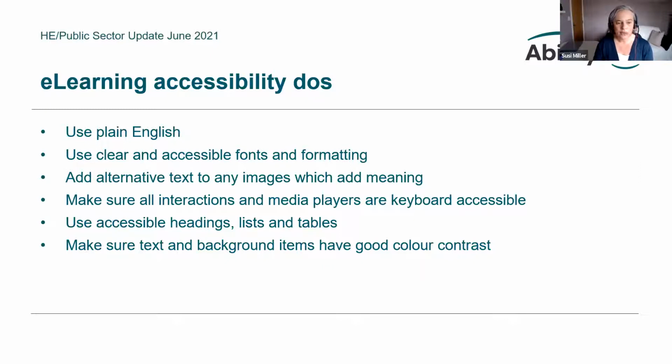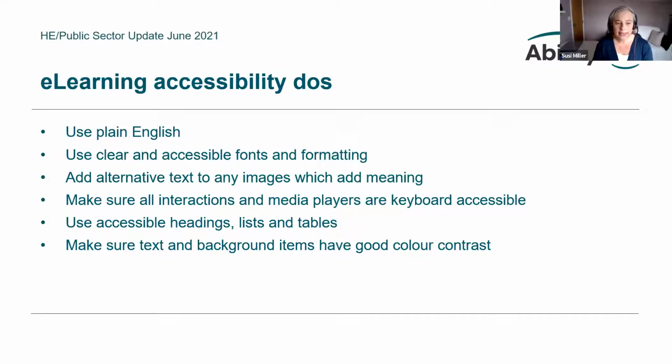The next one is adding alternative text to any images which add meaning. So I have to say all of the e-learning authoring tools that I've used have actually allowed you to add alternative text for images. And that's of course crucial for screen reader users. So your tool should also allow you to stop screen readers from announcing images which are only used for decoration. So both, I think, are really important to make sure that your content is accessible and also to offer a good user experience for screen reader users.